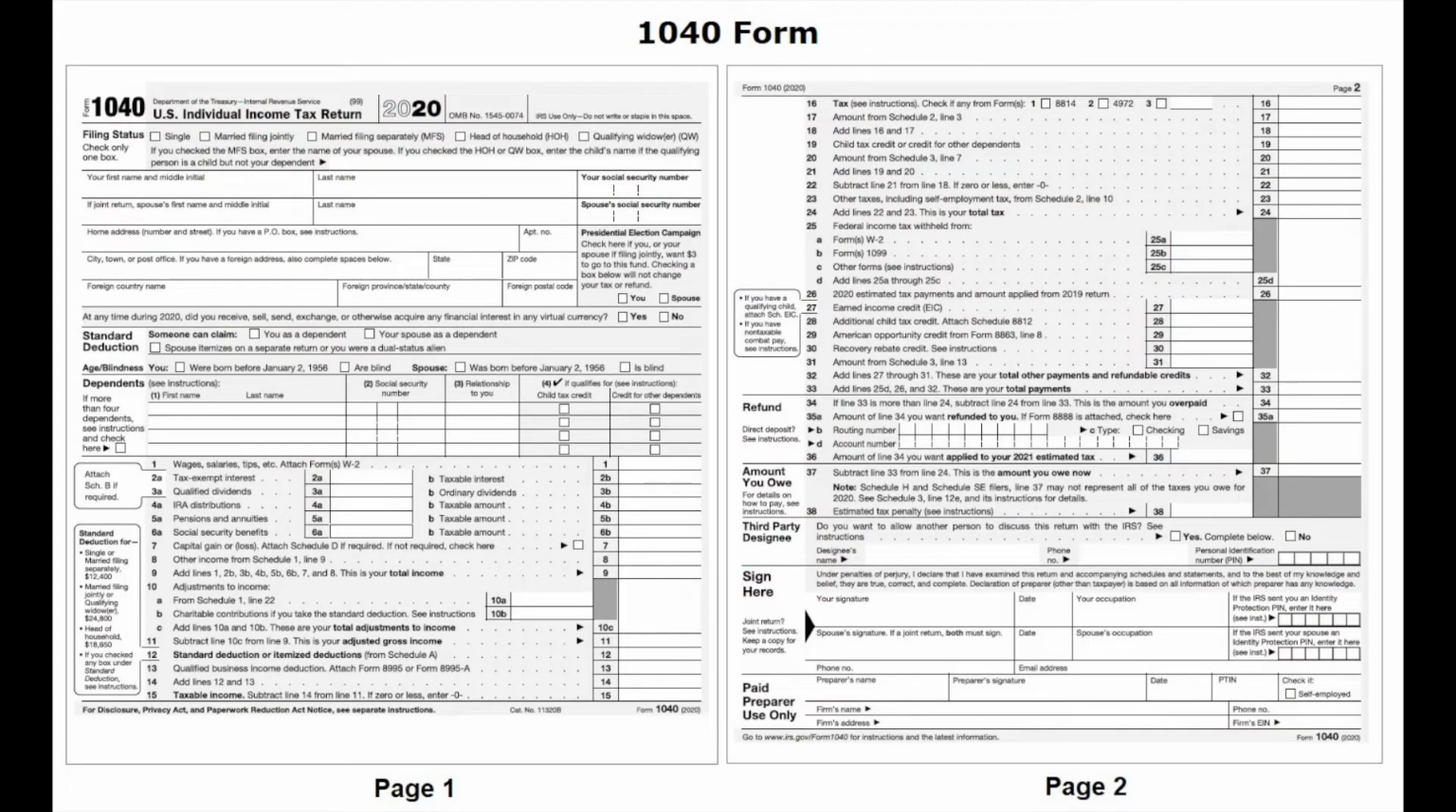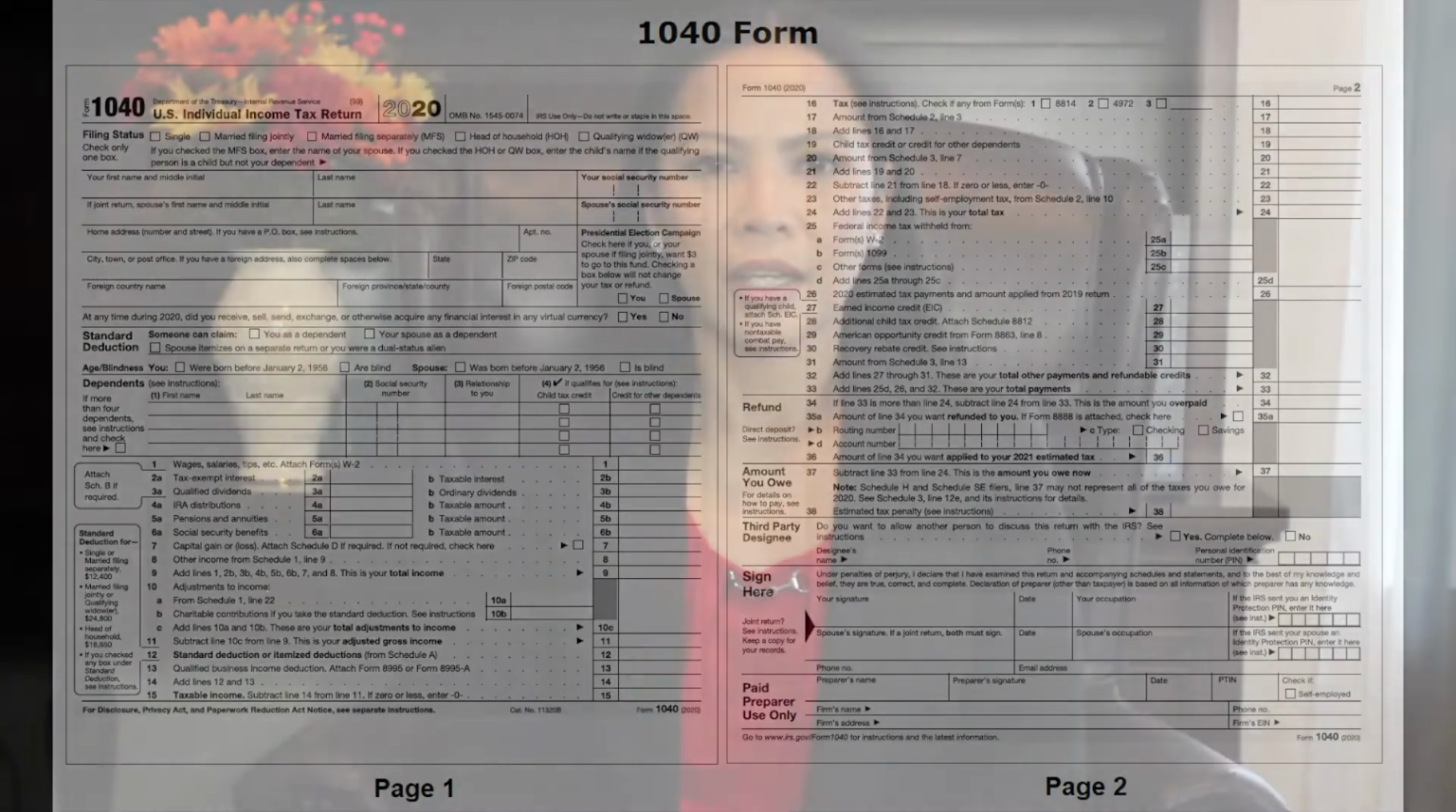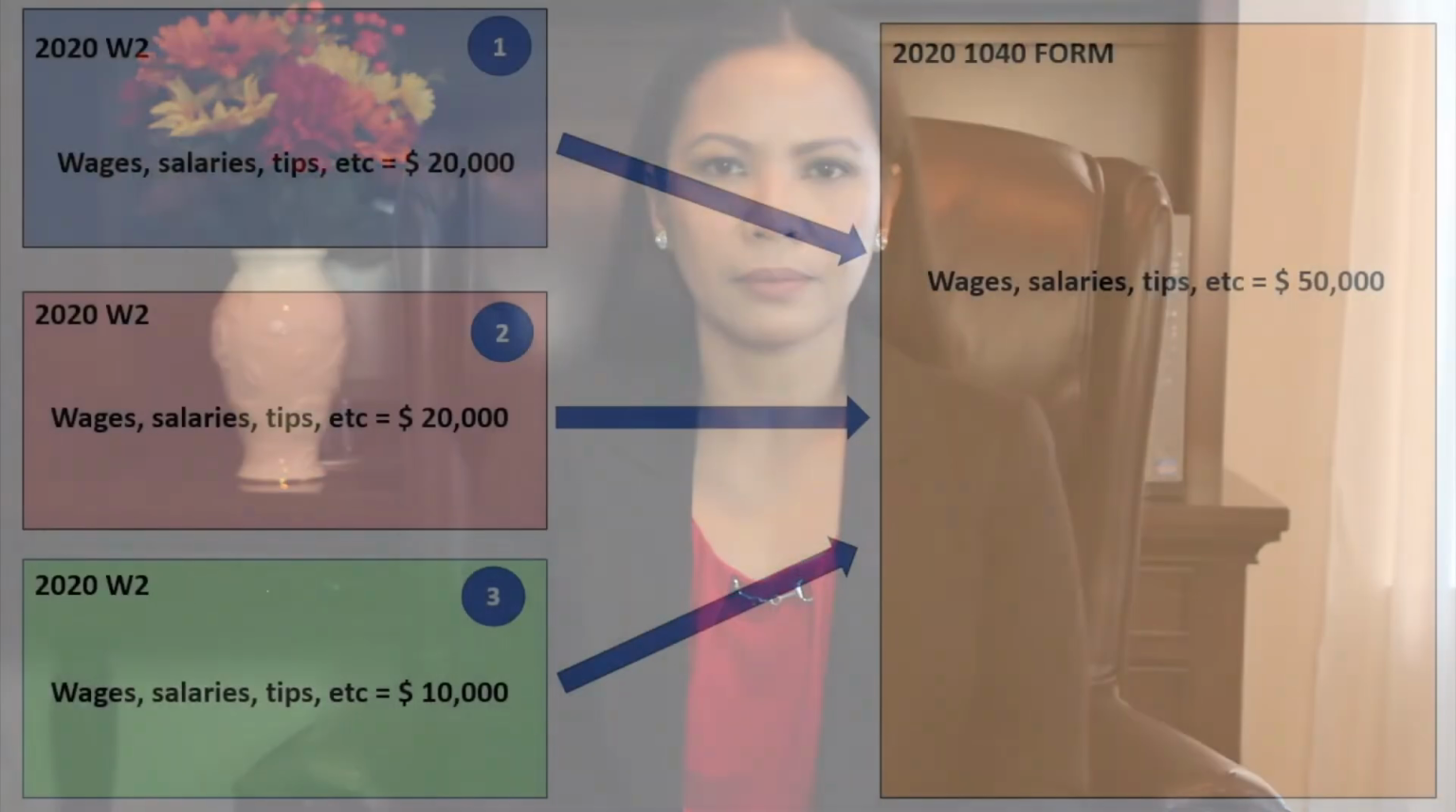The 1040 form is the form you fill out to file your taxes. You can either file on your own or hire a tax professional. There are also a few apps that can help you step by step in filing your taxes. The wages, salaries, tips that you put in your 1040 form should match the amount in your W-2. So if you had 3 jobs in the previous year, you have to add all the wages from all the 3 W-2s, and the total number should go into the 1040 form.